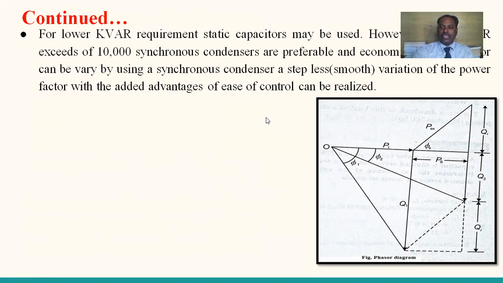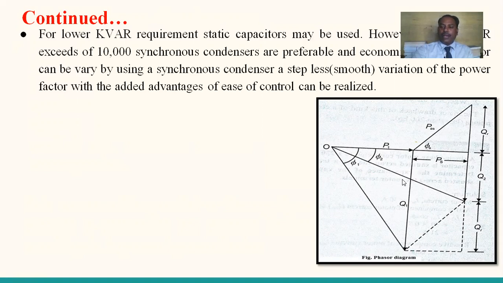Suppose you connect a synchronous condenser at the load side. It draws a real power of PS and injects a reactive power of QR. This reactive power is leading reactive power, and this is the apparent power. This is exclusively because of the synchronous condenser.